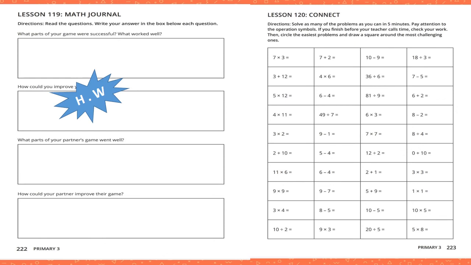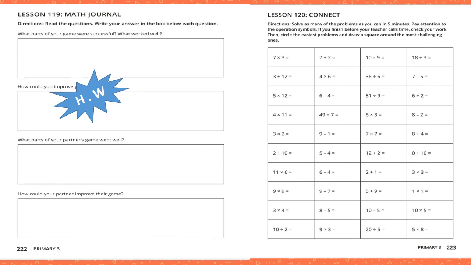Page 223, Lesson 120. Direction: solve as many of the problems as you can in 5 minutes. Pay attention to the operation sample. If you finish before your teacher calls time, check your work, then circle the easiest problem and draw a square around the most challenging ones. Here I have to take care of the sample: times, or plus, or minus, or divided by, and so on.